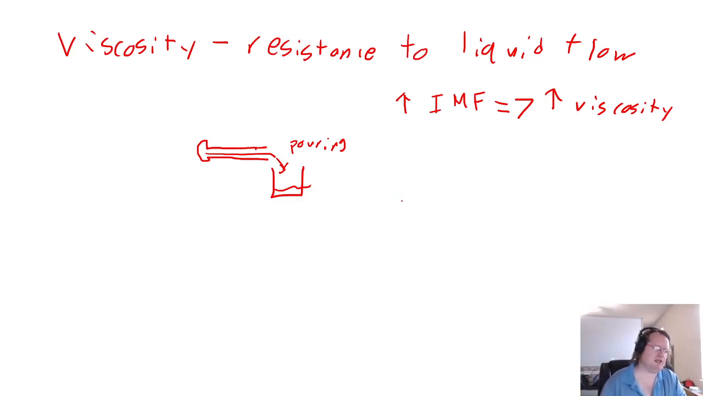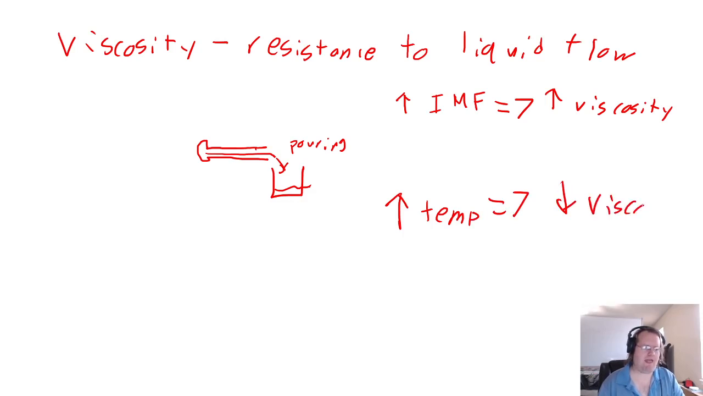The other thing we can do related to viscosity is if we increase the temperature, we get something that is less viscous. That's because since the molecules have more energy, it's easier to overcome those intermolecular forces and continue to flow, which also means the reverse is true. If you decrease the temperature while remaining liquid, it's going to increase the viscosity.